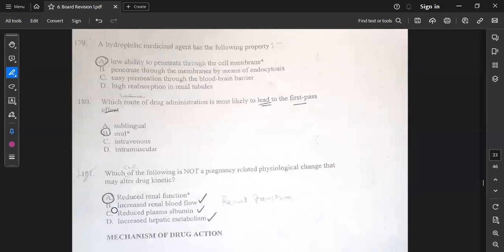181. Which of the following is not a pregnancy-related physiological change that may alter drug kinetics? Reduced renal function, increased renal blood flow, reduced plasma albumin, and increased hepatic metabolism. Reduced renal function is not pregnancy related. Why is there reduced plasma albumin?